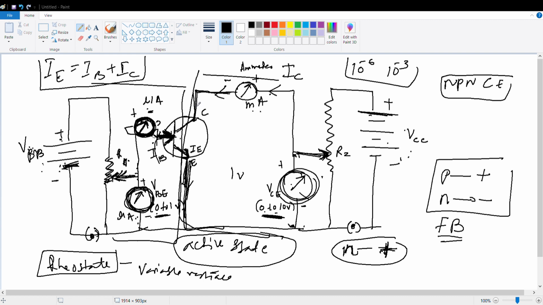Input characteristics, output characteristics may come as one of the very, very important questions. You can check previous chapters.